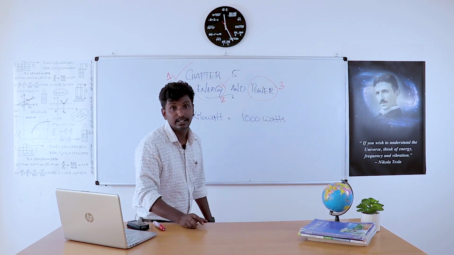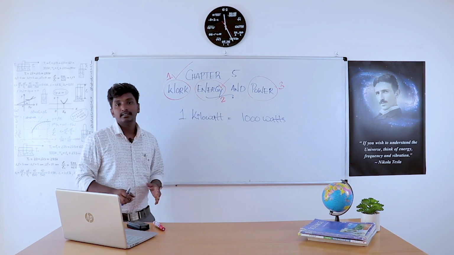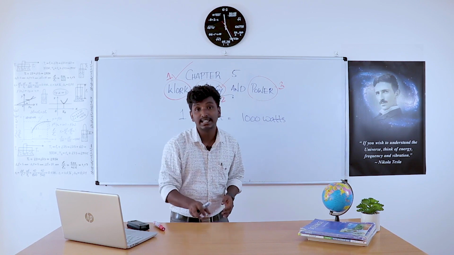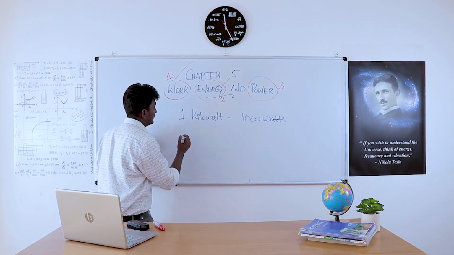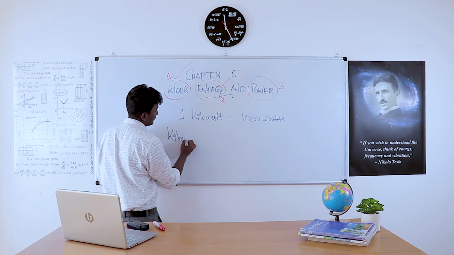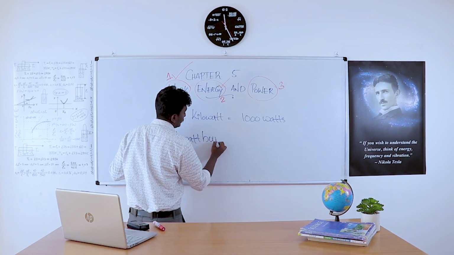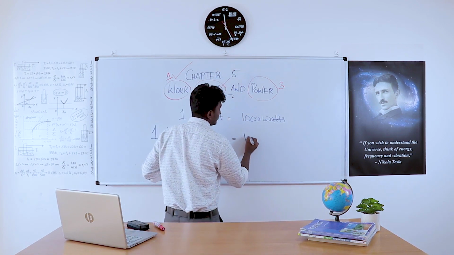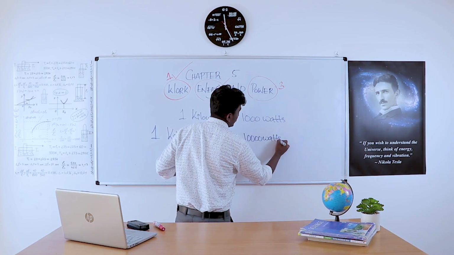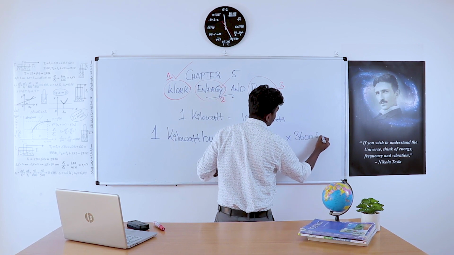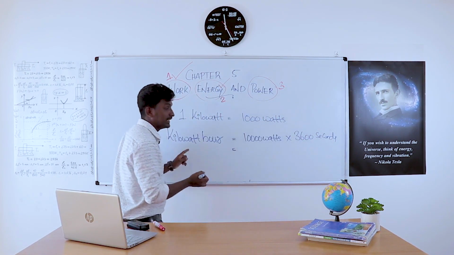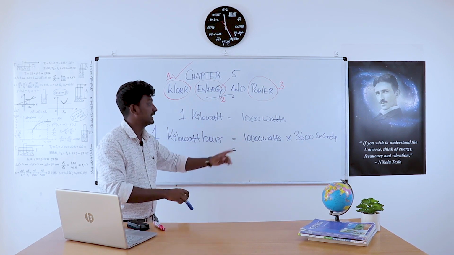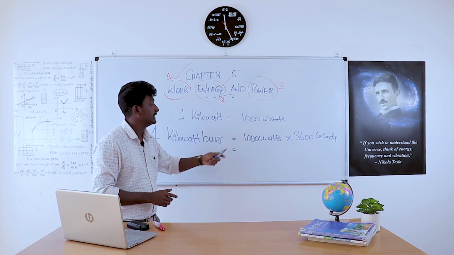Moving to the commercial unit of energy, the reading we get from our electricity meter is the commercial unit of electrical energy, and it is the kilowatt hour. 1 kilowatt hour is equal to 1000 watts multiplied by 1 hour. 1 hour is 60 minutes into 60 seconds, that is 3600 seconds.